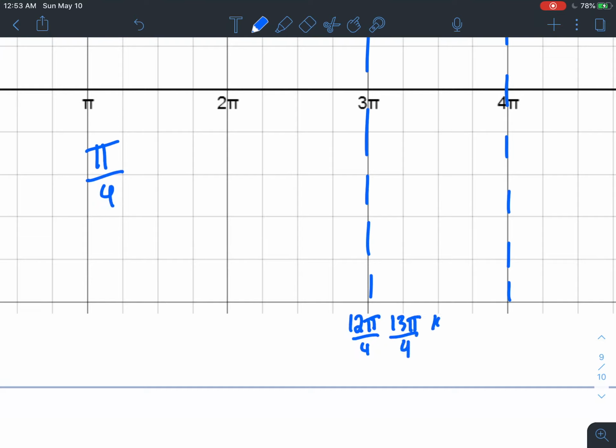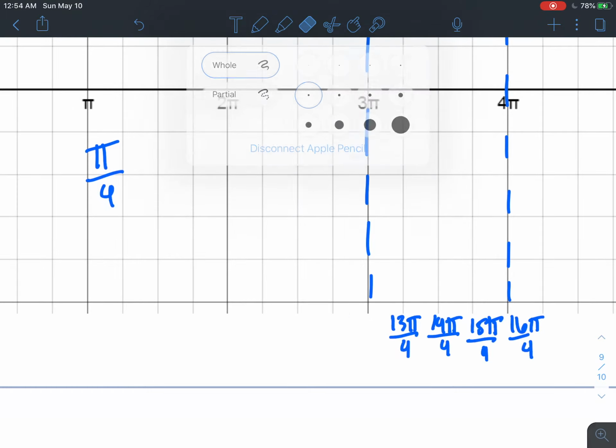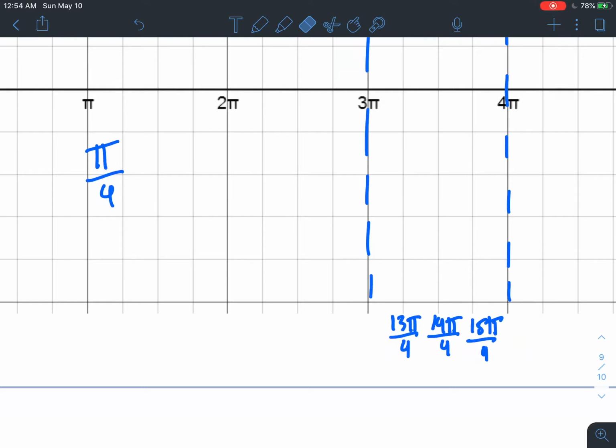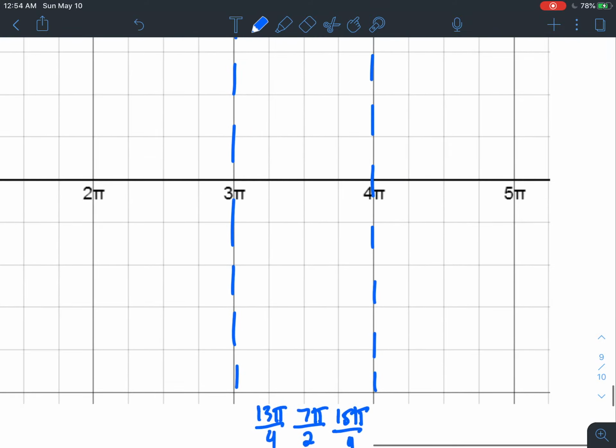So this would be 13 pi over 4, 14 pi over 4, 15 pi over 4, and then 16 pi over 4. So you can see this first one, 12 pi over 4, reduces to just 3 pi. 16 pi over 4 is just 4 pi. This middle one reduces. 14 over 4 is the same thing as 7 over 2. So those would be my intervals. Not the nicest thing to do. And again, it's all just coming from my increments of my period divided by 4. So in this case, pi over 4.